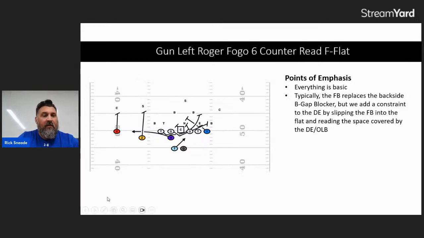So that's one way to run it. We call that Gun Left Roger Foggo. Again, he's Foggo, 6 Counter Read Flat.